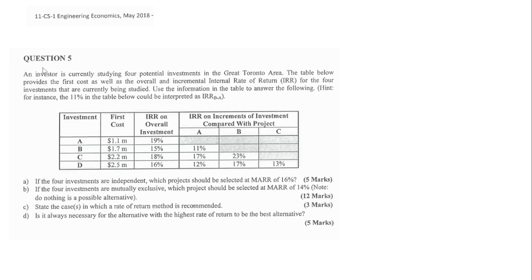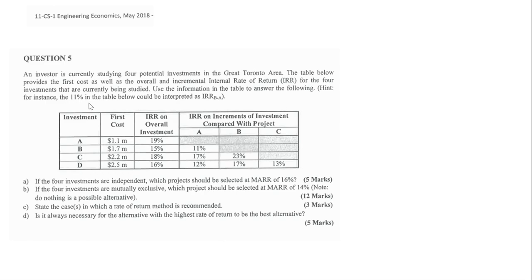Here we're going to solve question number 5 of the course Engineering Economics from May 2018 for the PENG exam in Canada. In this question, it's mentioned that an investor is currently studying potential investments in the Greater Toronto Area. The table below provides the first cost as well as the overall and incremental internal rate of return for the 4 investments that are currently being studied. Use the information in the table to answer the following.